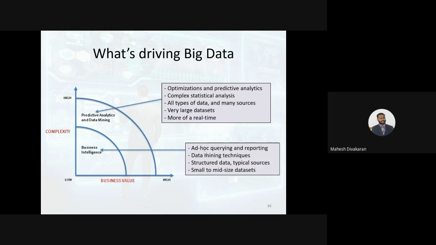But when it comes to predictive analytics and data mining, we have optimizations and predictive analytics. We have to perform complex statistical analysis on all types of data. Initially in business intelligence, we have numerical or structured data, so we can simply do the analytics. With predictive analytics, the complexity and business value are very high, it has a very large data set, and we have to process it in real time.